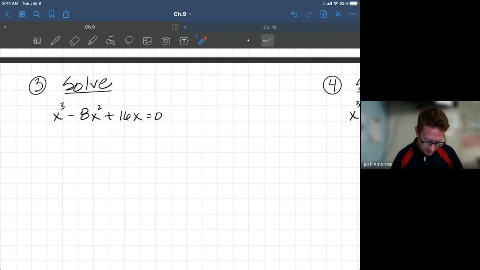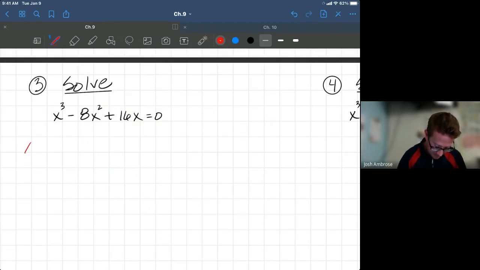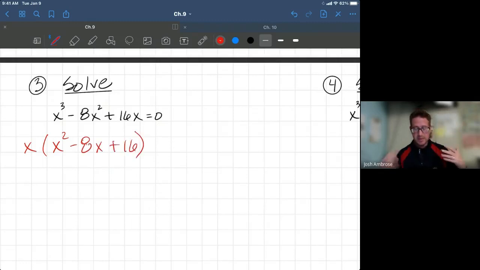Look at this. There's an x to the third, so I have 3 x's. Right here, I have 2 x's. Right here, I have 1 x. I can factor an x out of all of the terms. So let's do that. Take an x out and then rewrite this. So this is now what we're looking at. And this is a regular looking trinomial. Okay, a regular looking trinomial.